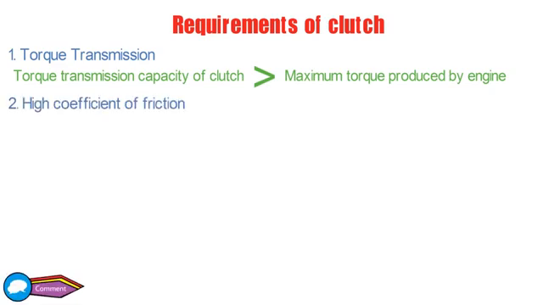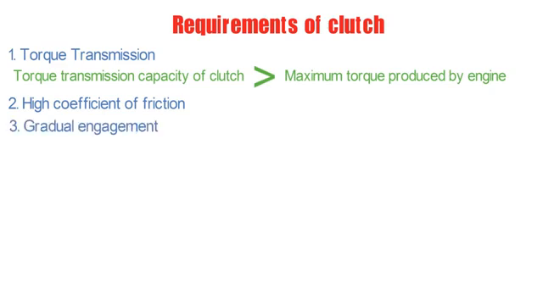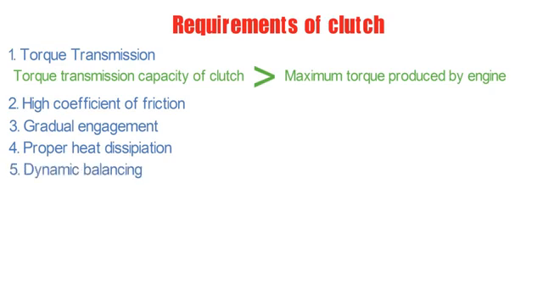Second is high coefficient of friction. As we have discussed, the friction plates should have high coefficient of friction to avoid slipping while transmitting power. The clutch should be gradually engaged to avoid jerks while operating it. The heat generated because of friction material should be dissipated properly, then it is said to be a good design of clutch. All the parts of clutch must be dynamically balanced.